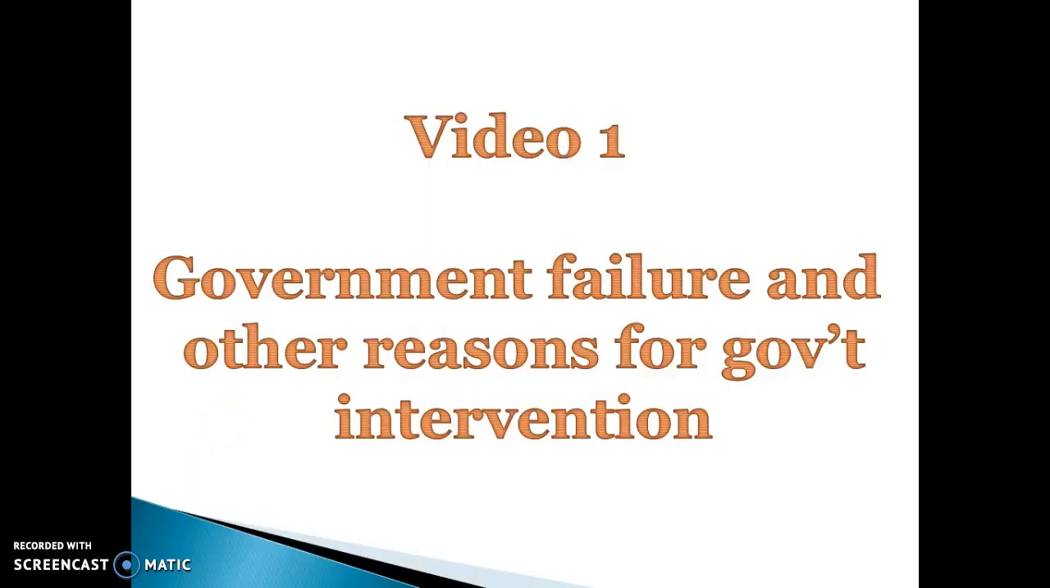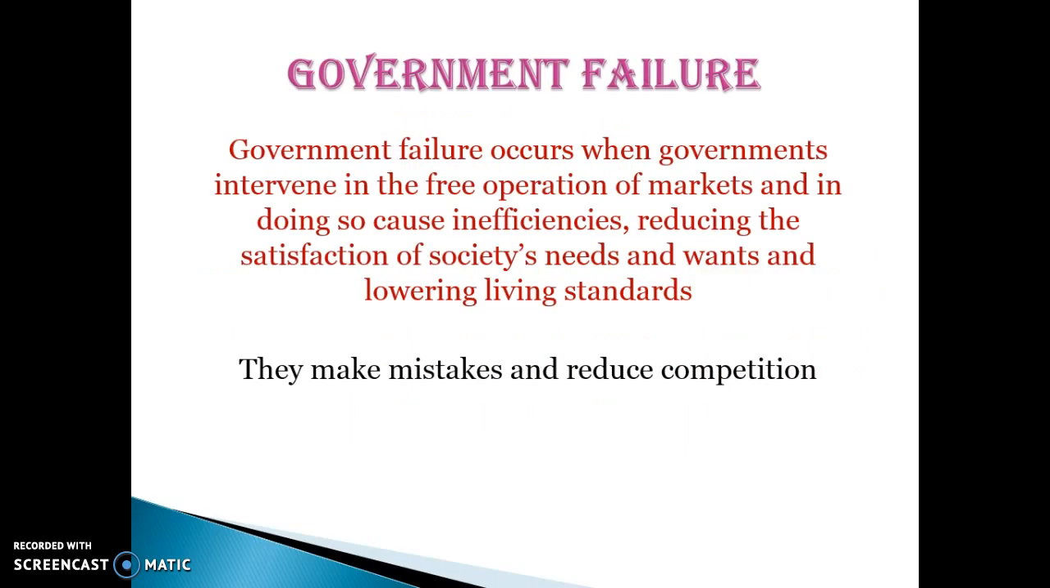In this video we're going to be looking at government failure and other reasons why the government intervenes besides market failures. These are just a couple of concepts that we glossed over and didn't do properly before your last SAC. Government failure occurs when the government intervenes in the free market, and in doing so they cause greater inefficiencies, reducing overall needs and wants and reducing the overall satisfaction or utility of society. So it's basically when the government stuffs up and makes mistakes.